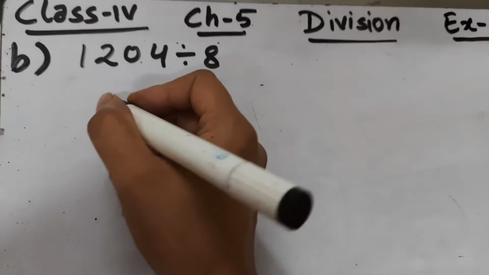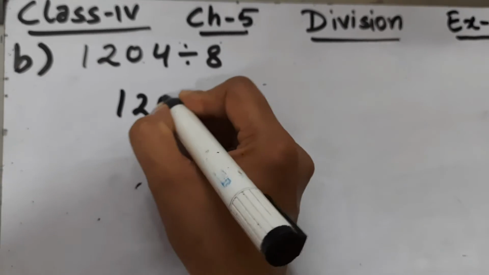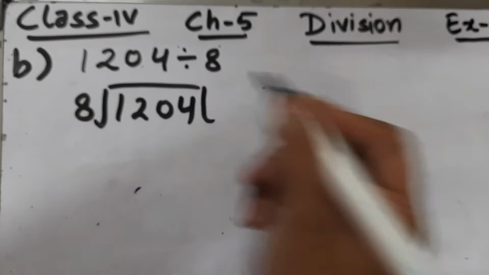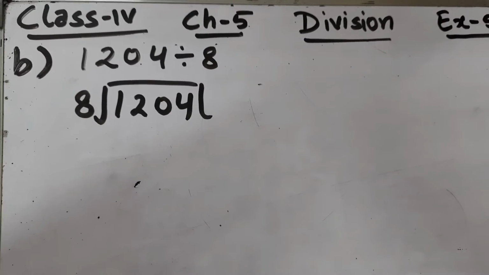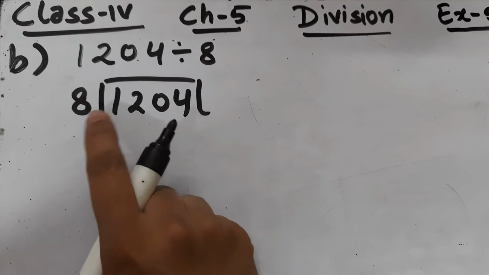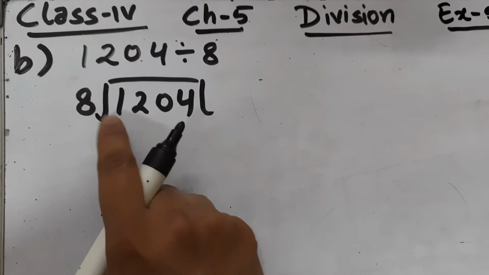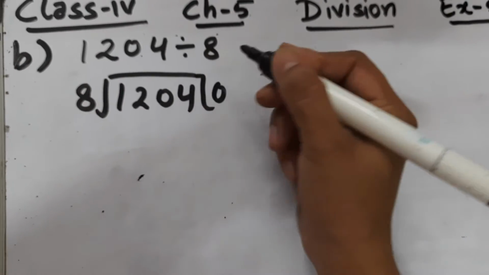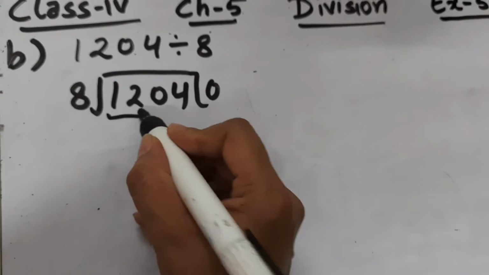B part is 1204 divided by 8. We have to divide 1204 by 8. So we will start from the highest place, and highest place is thousands place. Is 1 divisible by 8? No, 1 is not divisible by 8. So we will put 0 at the quotient and we will consider first two digits.